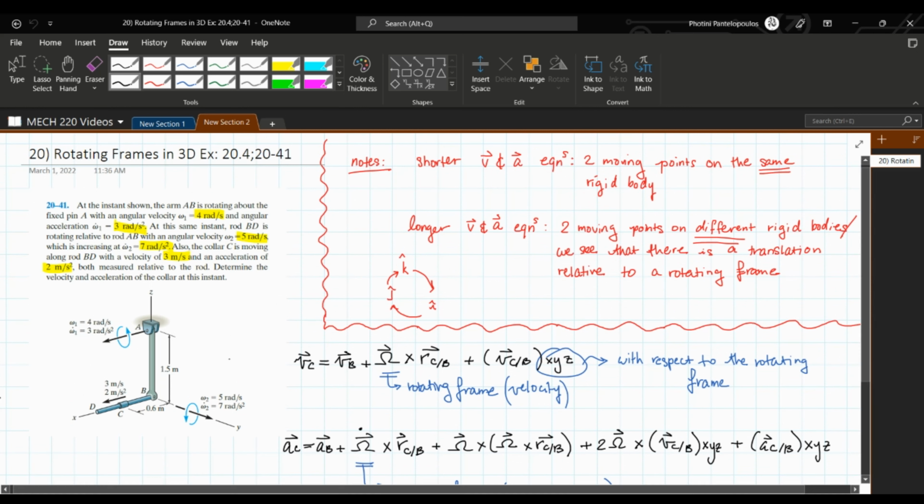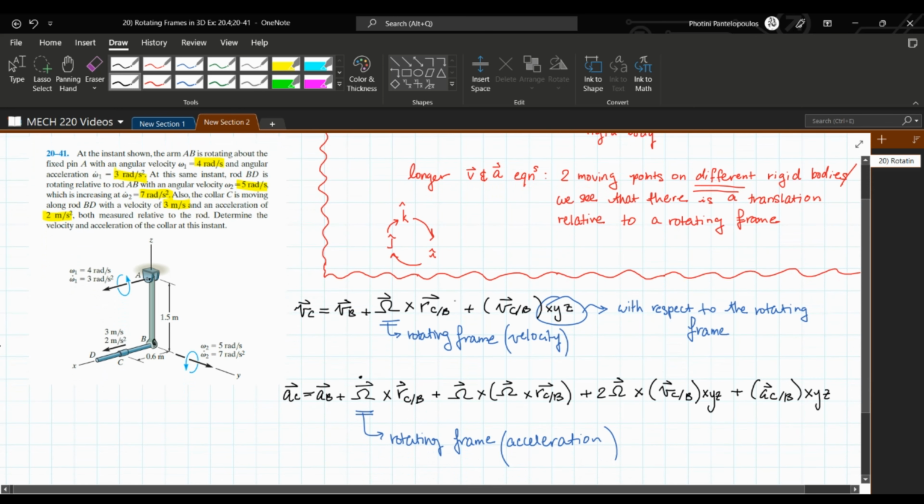So for example, AB here would be considered a single rigid body. And if you had to deal with the rod AB, and we will later on in this problem, you will see that we could use those equations there. As opposed to the longer versions of velocity and acceleration here, we use these when we deal with 2 moving points on different rigid bodies, and/or when we see that there's a translation relative to a rotating frame.